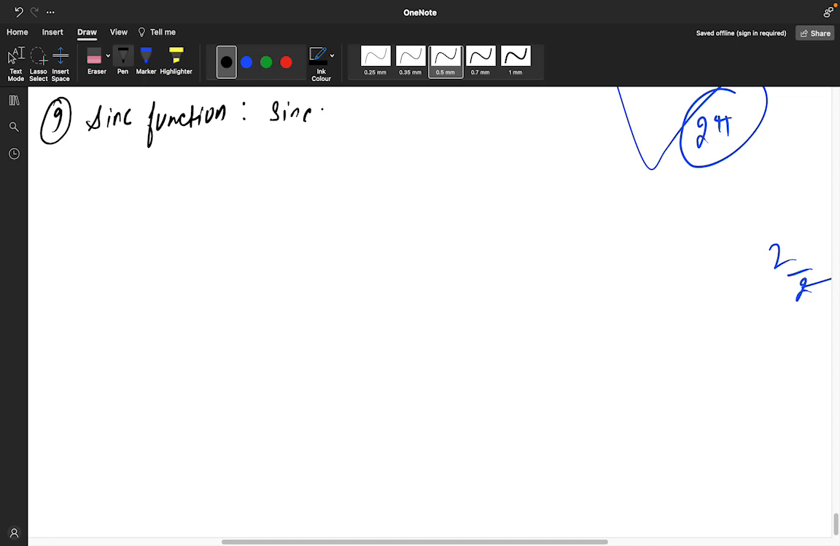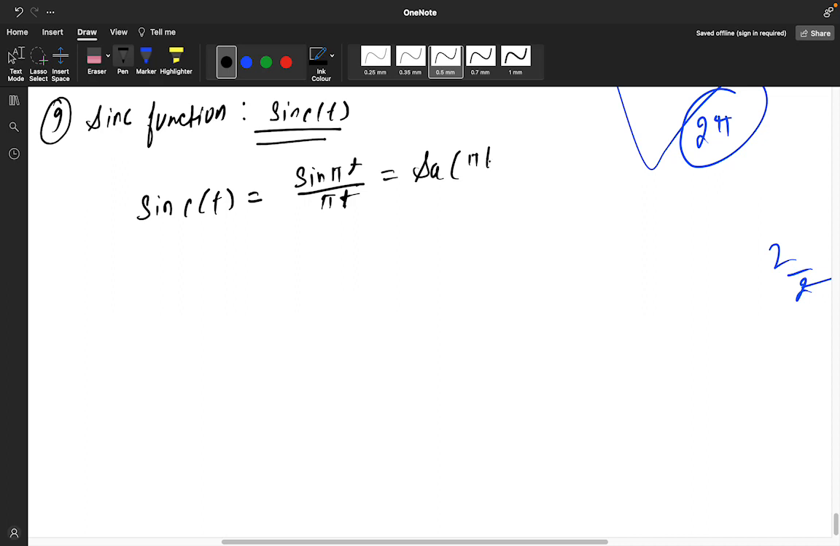We write sinc t. What is sinc t? Sinc t is nothing but sine pi t divided by pi t, and this can be written as sampling of pi t. So for sinc t, the extra term we need to assume is pi: sine pi t divided by pi t is your sampling of pi t.